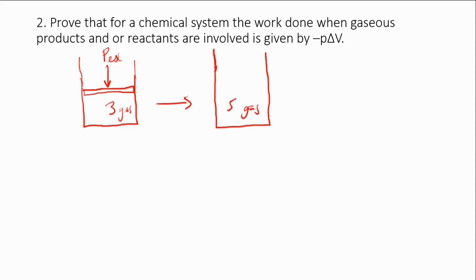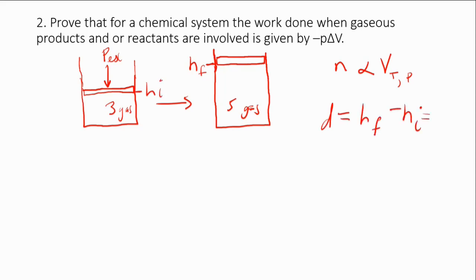Now, of course, if you have more gas particles, then the cover or the piston would travel some distance upwards, because you have more gas particles. According to Avogadro's law, the number of gas particles is proportional to the volume occupied, given that temperature and pressure are constant. So the distance traveled by this piston, let's call this H final and this H initial, the initial height. The distance traveled D is equal to H final minus H initial, or delta H. All right, that is clear.